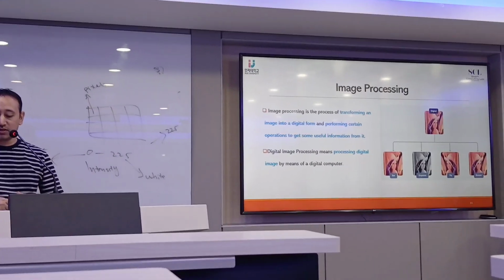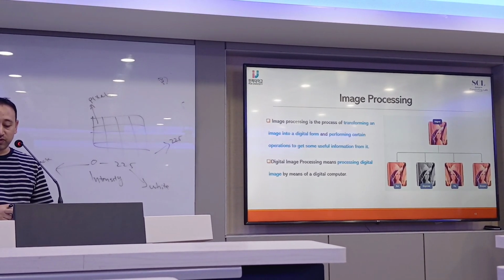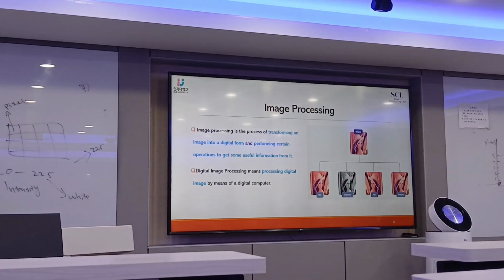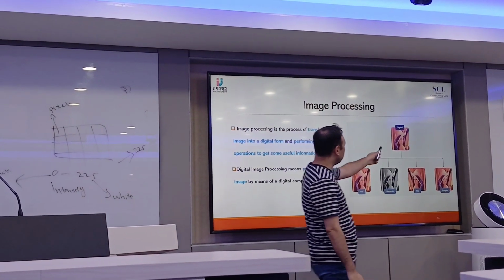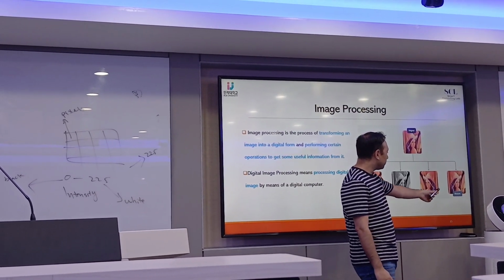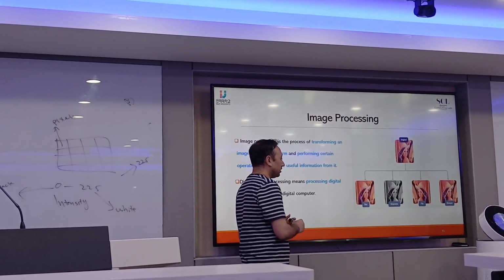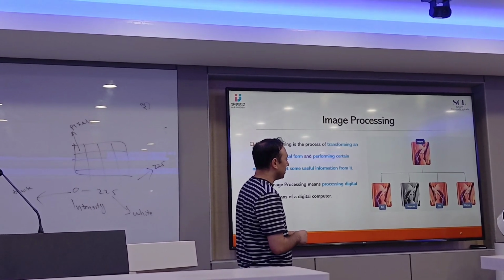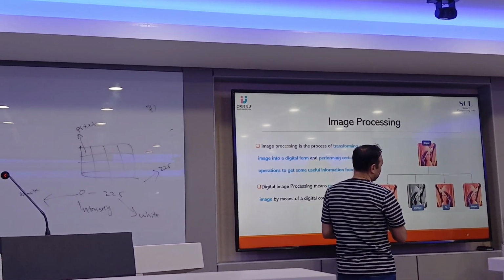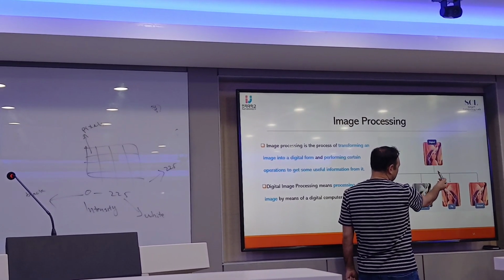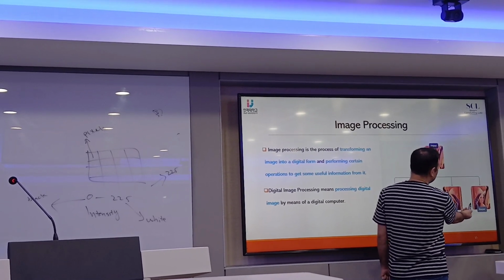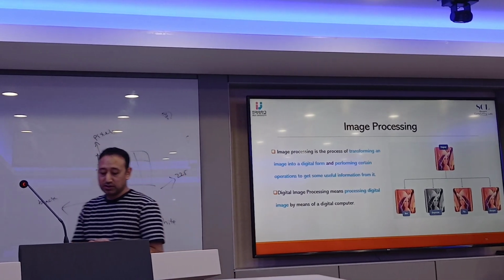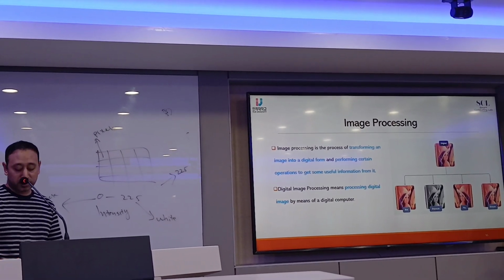So image processing is the process of transforming an image into a digital form and performing certain operations to get some useful information from it. Here you can see there is an original image, there is blur, gray, flip, sharpening. These are different forms of this image. While applying different operations on this image, we can blur this image, we can convert this RGB image into grayscale, we can flip this image, and we can sharpen this image, we can zoom this image, we can also augment this image. So there are different operations we can perform on an image.